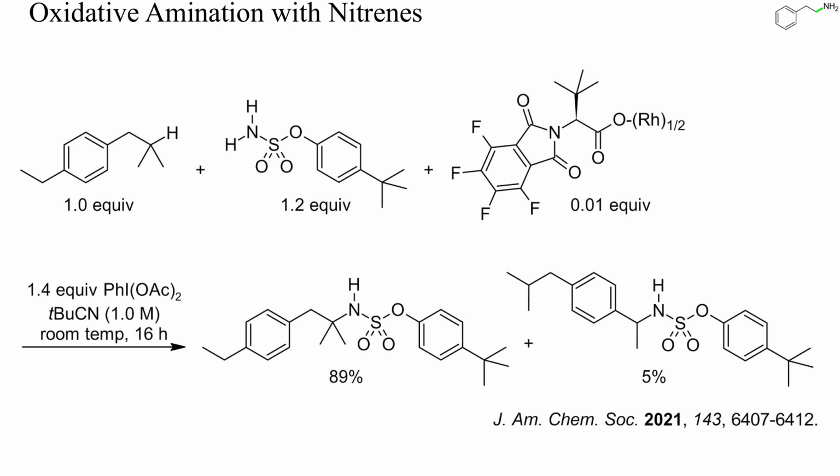The direct oxidative amination of alkanes with nitrenes usually yields worthless product mixtures. This here is one of those rare examples where mostly one product was obtained. The nitrene was generated by oxidation of an aryl sulfamate with diacetoxyiodobenzene in the presence of 1% of a rhodium carboxylate.